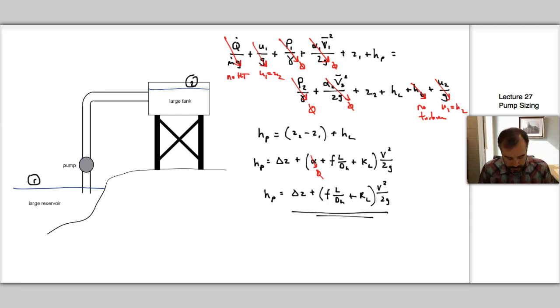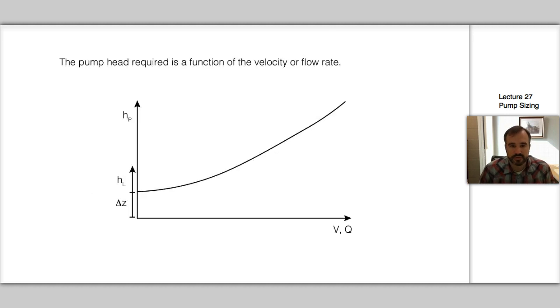And what you see here in this equation is that H sub P is a function of the velocity, which by definition makes it a function of the flow rate, Q, because V is equal to Q over A, right? And so the pump head that you need for a particular system is going to depend on your flow rate design constraints. And so what happens is you get something that looks like this, where the pump head required is a function of the velocity or the flow rate.